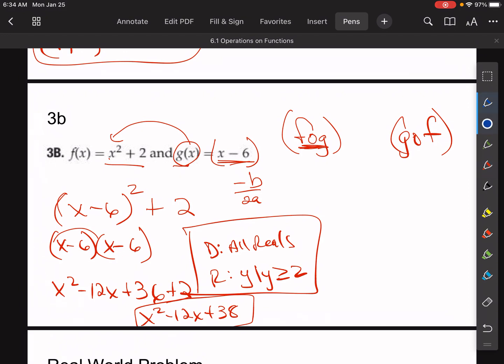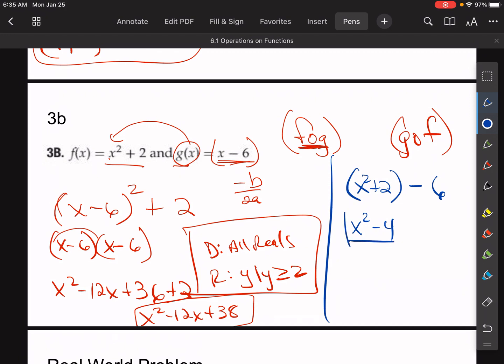Now let's do g of f. Okay, so now we're taking the f function and plugging it in for g. Well, g is just something minus 6. That something is the f function, x squared plus 2. So for this one, we just get x squared plus 2 minus 6, you get minus 4. So there's my g of f function. The domain for this thing, since this is quadratic, is all reals.